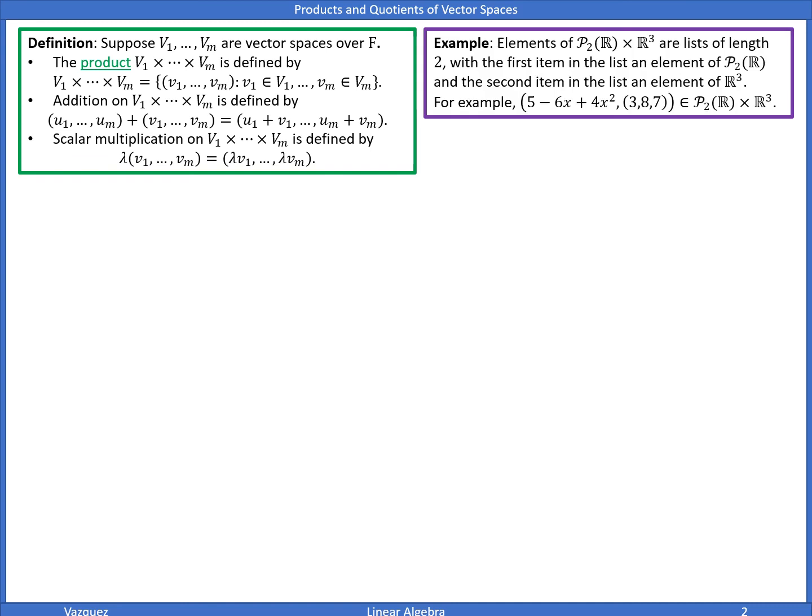So an example, polynomials of at most degree 2. The product of that space and R3 are lists of length 2. Why 2? Because one vector comes from here, and the other vector comes from here. So a vector in the product space would look something like this: a polynomial that belongs to the first space, and then a vector that belongs to the second space, and you put those together and make that list.